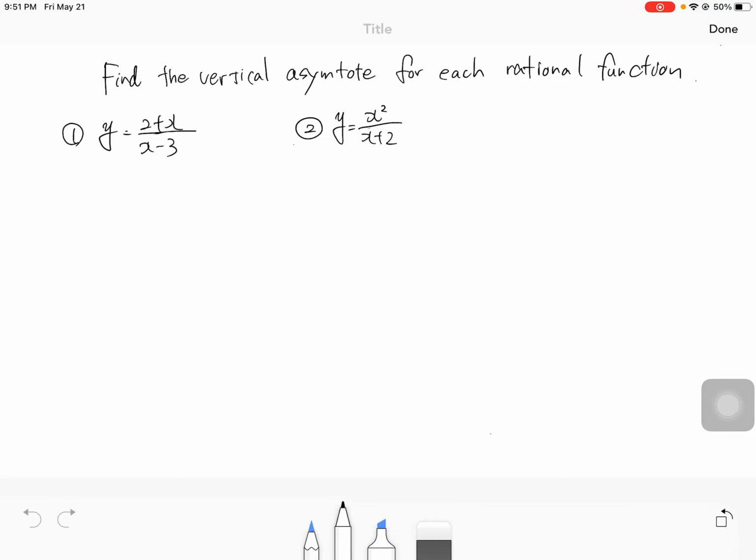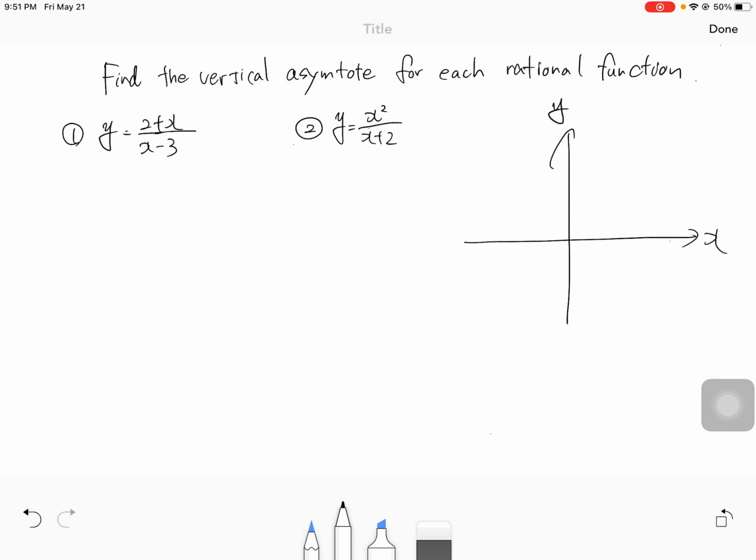Today I'm here to explain about this question. Find the vertical asymptote for each rational function. In the last video, I explained about horizontal asymptote. So if you have no idea about it, please check out my previous video first. Okay? So let's get started.